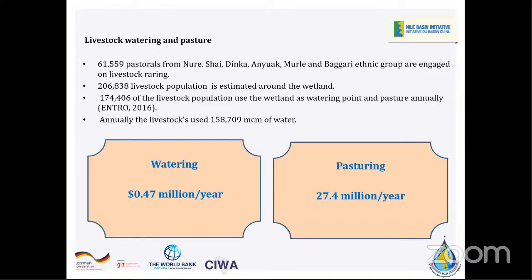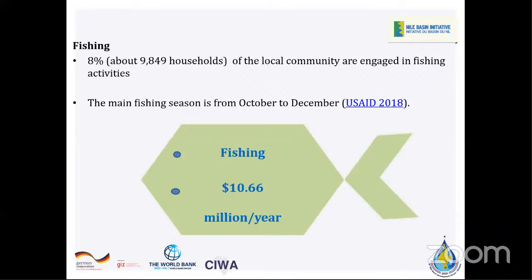For livestock watering and pasturing, we looked at the livestock population, the pastoral communities, and also the watering practices and watering points. You can see about $500,000 per year for watering, and around $27 million for pasturing. Regarding fishing, about 8% of the population in the area are involved in fishing, and fish resources are very rich in the area. So the fish stock value will be around $10 million.